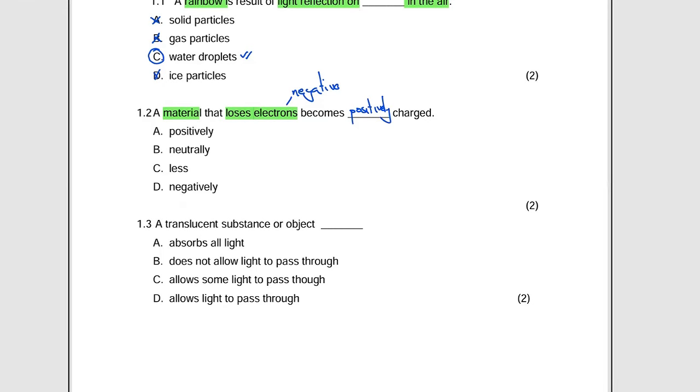So if we were to go to the options there, option A is going to be positively charged. Neutral, if they are neutral, it means the number of protons is equal to the number of electrons. And then negatively charged is whenever a material gains electrons. If it gains electrons, it becomes what? Negatively charged. So our correct answer there is going to be positively charged.